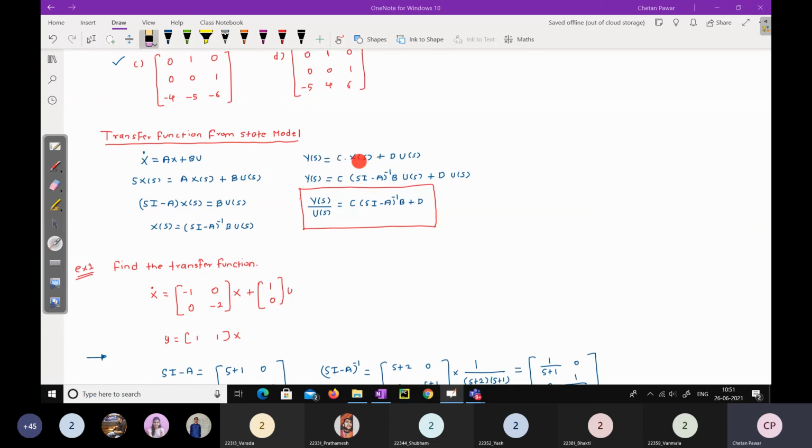But we have just found X(s). So what is X(s)? It is (sI minus A) inverse into B into U(s). We just put it in. And if you modify it, this formula is important. From this you can directly find the transfer function: C into (sI minus A) inverse into B plus D. By using this formula, you can directly find the transfer function. So let us consider one problem so you will understand how to find the transfer function from the state model.